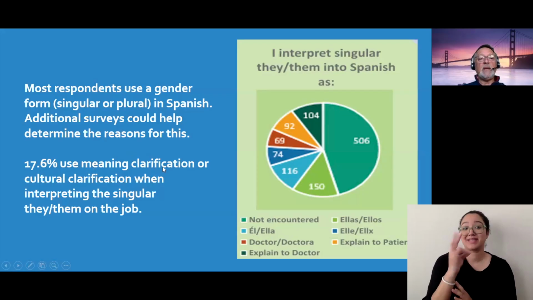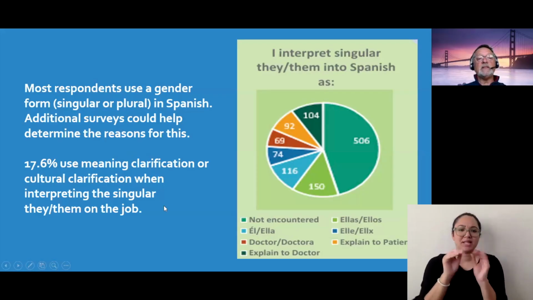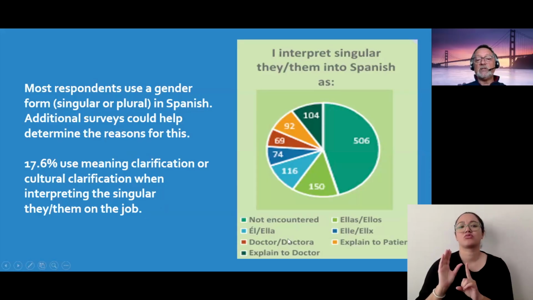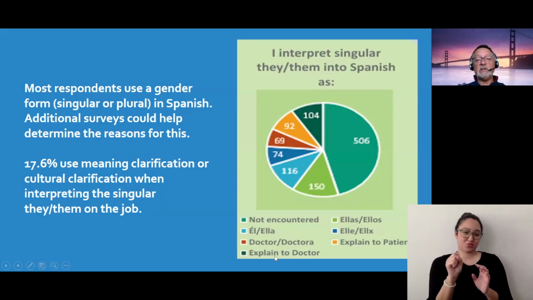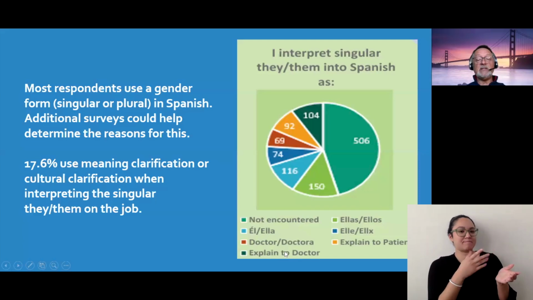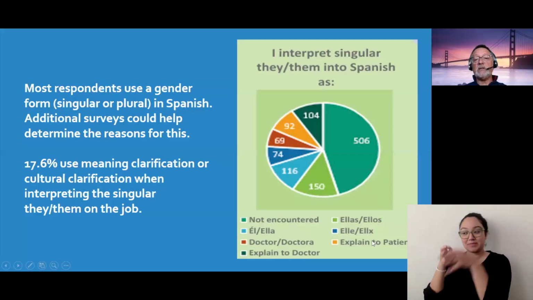17.6% use meaning clarification or cultural clarification when interpreting the singular they, them on the job. So that would be people who either take the time to explain the situation to the doctor, that they, them in Spanish is either masculine or feminine, or they take the time to explain to the patient the use of they, them as a gender neutral pronoun in English.